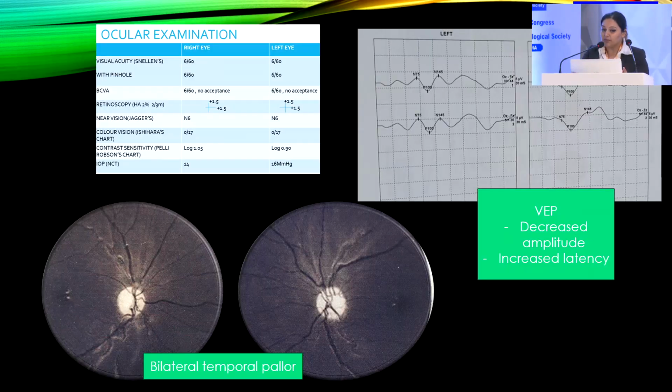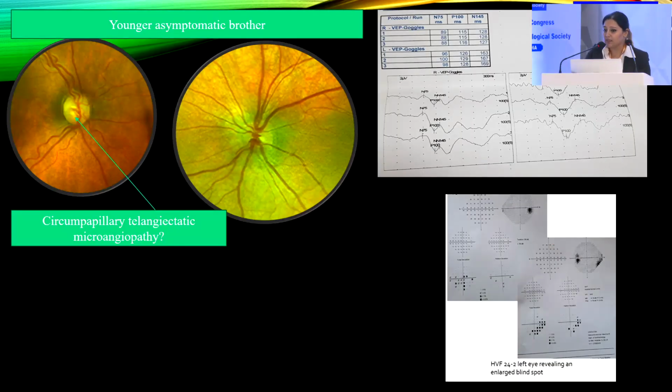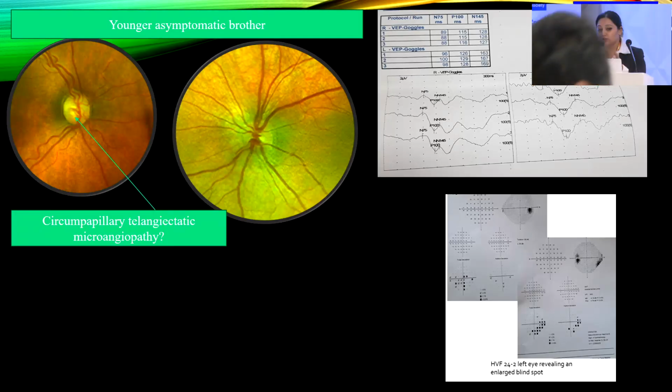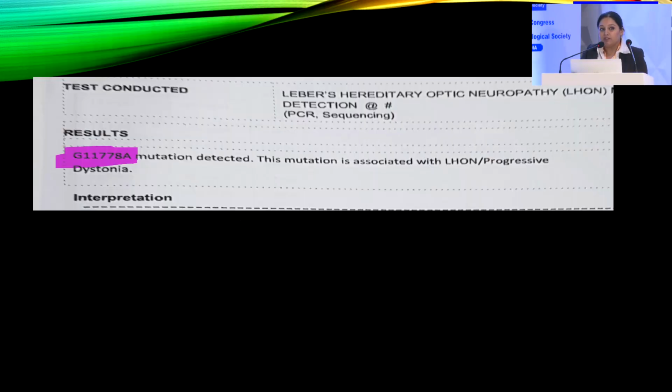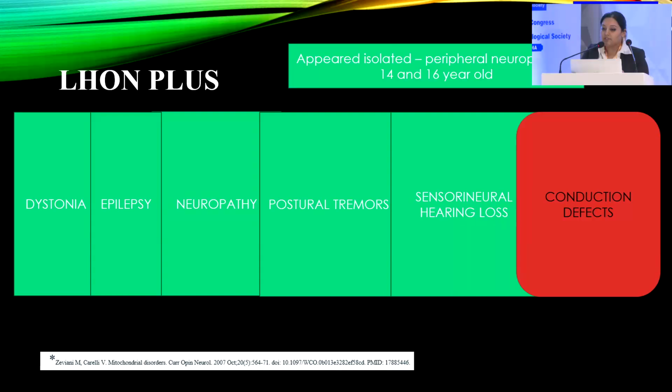They had very strong maternal family history, and both of them had bilateral temporal pallor present, and on the visual evoked potential, we saw that there was a decreased amplitude as well as an increased latency. We called their younger asymptomatic brother over for examination as well. Although he was asymptomatic, we found optic disc changes in him as well, along with VEP and visual field analysis changes. We did a genetic panel testing for all of them and found that there was indeed a mutation in the G11778A. This was suggestive of Leber's.